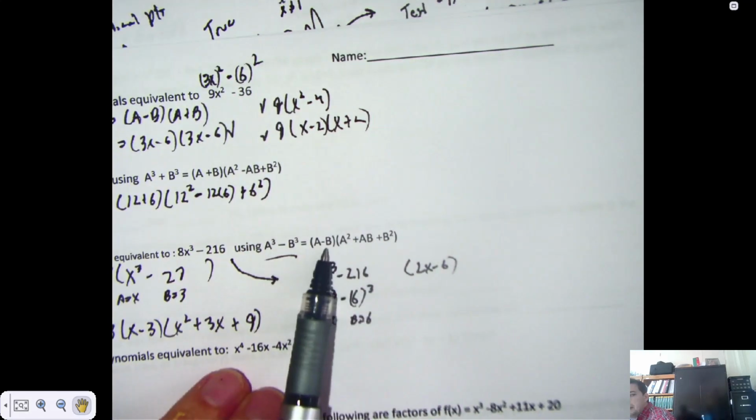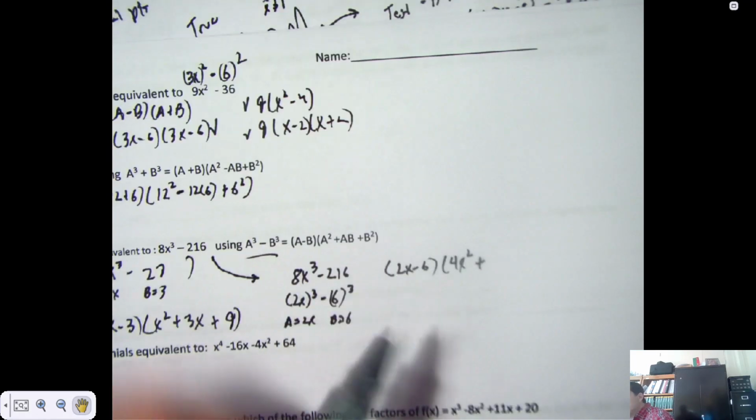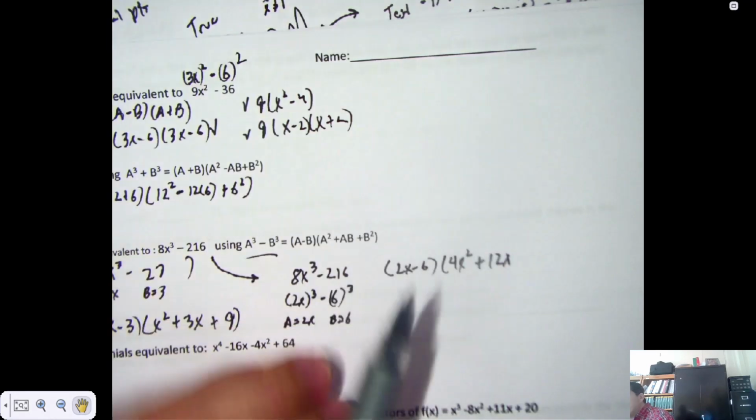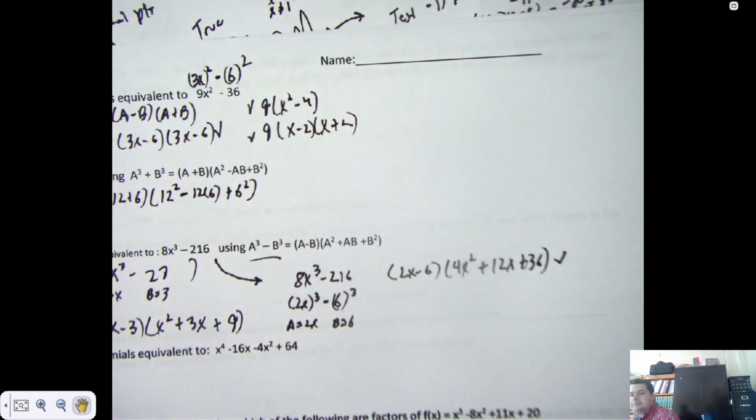We would have 2x minus 6, because I'm looking at my pattern. If I square a 2x, all of it, I get a 4x squared. Plus, because there's a plus, 2x times 6 is 12x. And then 6 squared is 36. And there's your third one. There's three ways to do it.